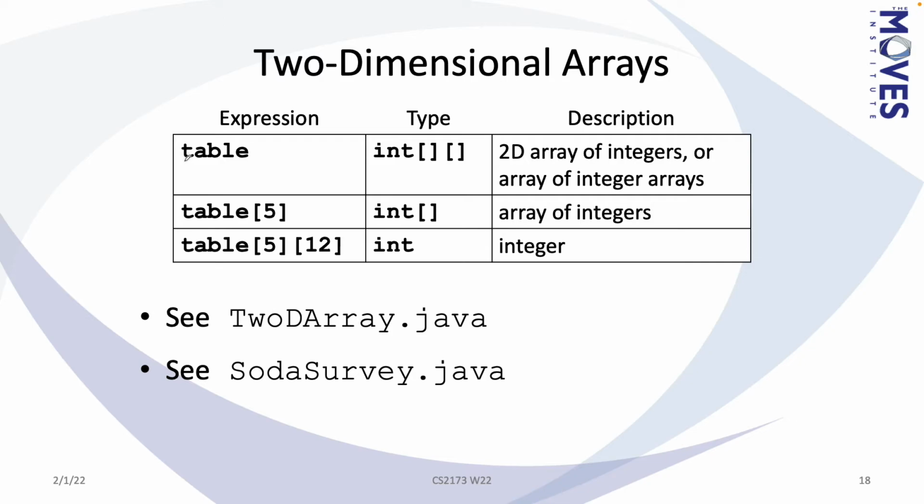So the table reference points to a 2-dimensional array that has the whole thing. If I refer to one index, that will refer to the array of integers in that one row. So this will refer to a single array of integers in the 6th row. Whereas the individual ones, the type is just the type of the array, again, in the 6th row and the 13th column.